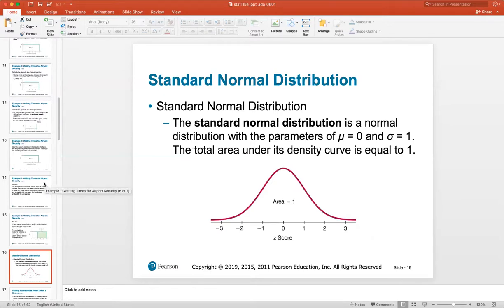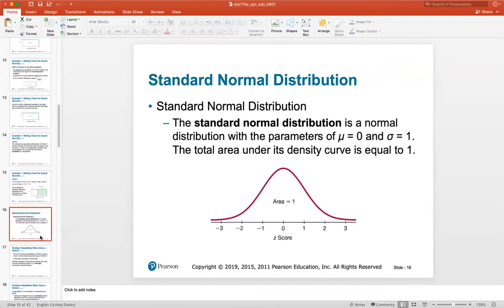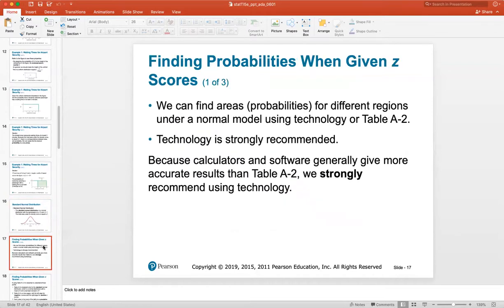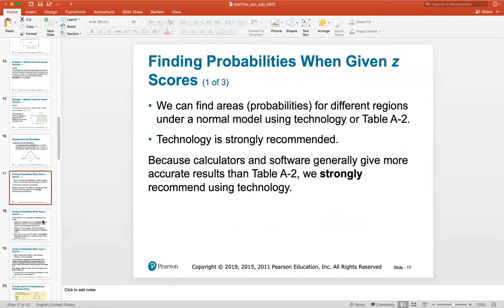Okay, so now we move to the standard normal distribution. What's the standard normal distribution? As I told you, it's a special case of normal distribution. A standard normal distribution has mu equal to 0 specifically, and standard deviation equal to 1 specifically. The horizontal axis represents the z-score. We haven't seen z-score before, but in a second we'll see it. So first, find the probability when given a z-score. How can I do that? We use the calculator.